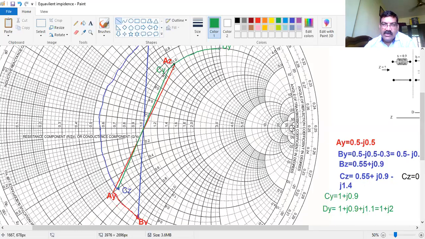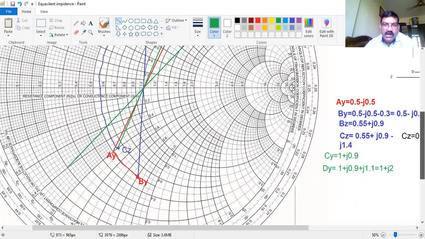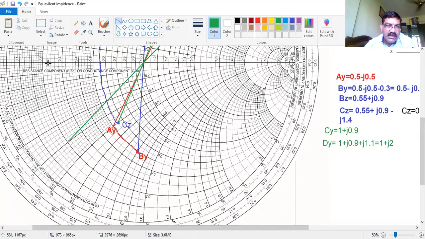So I'll just start from here, DY passing through the center. So it is point 0.2 through j0.4. I'll show you here. This is 0.2 and this is j0.4. This conversion you have to do on paper with the Smith chart. If you do it on the chart, then you can understand it. Otherwise, you will not be able to understand. I don't have the option here, so that's why I'm doing it on screen.